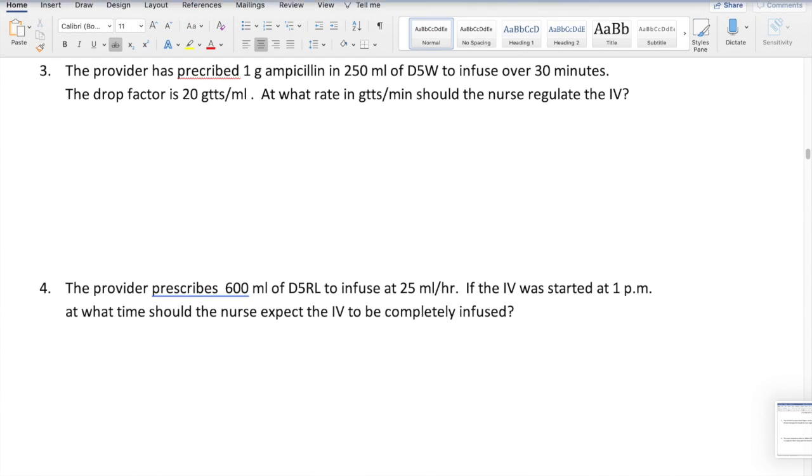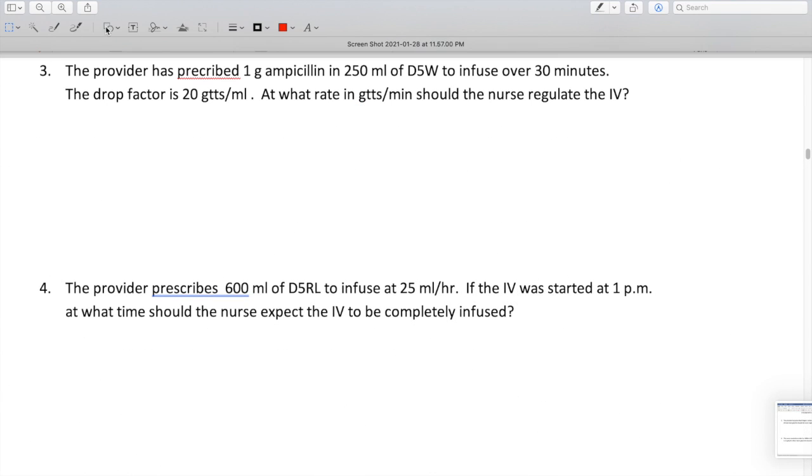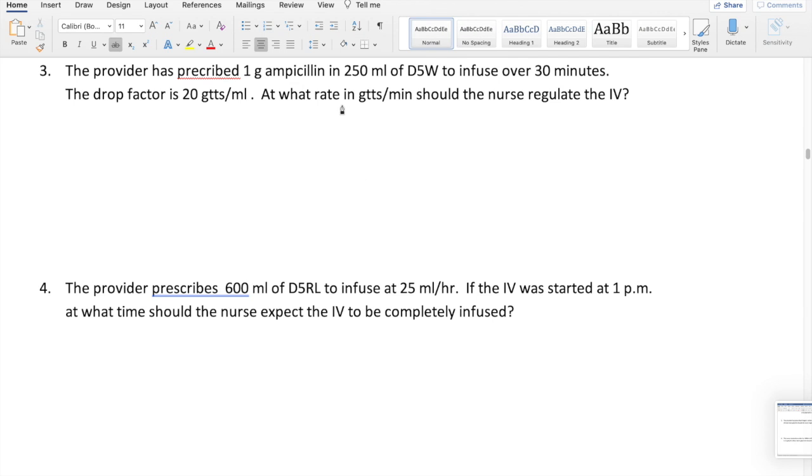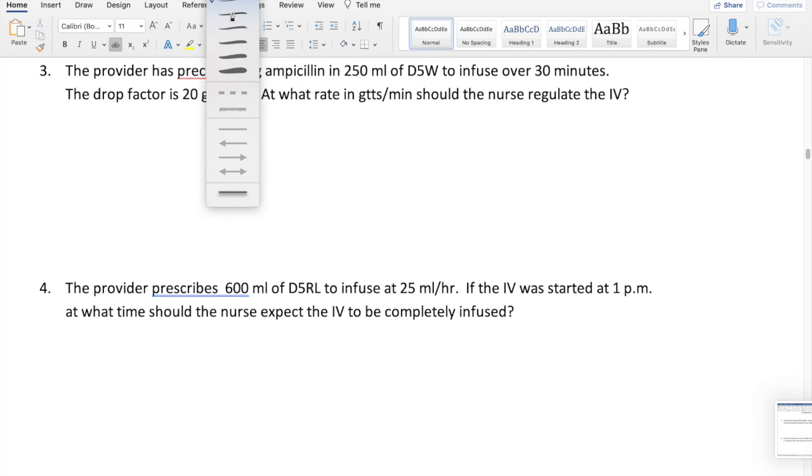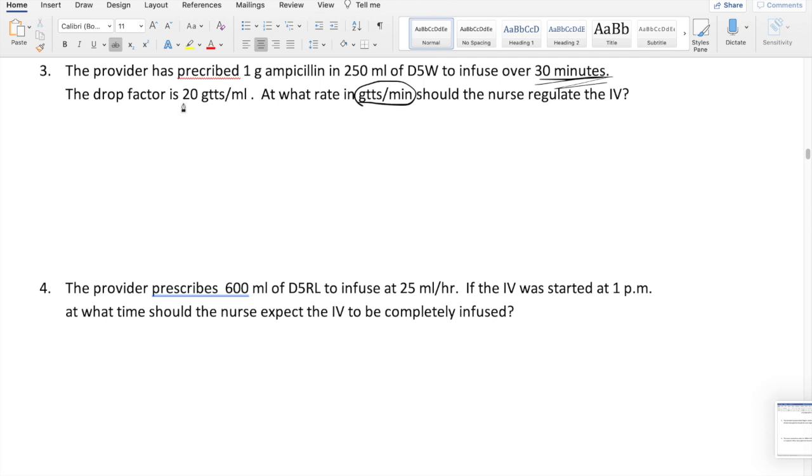All right, so here's another problem. Number 3 states the provider has prescribed 1 gram of ampicillin and 250 milliliters of D5W to infuse over 30 minutes. The drop factor is 20 GTTS over milliliters. At what rate GTTS/minutes should the nurse regulate the IV?